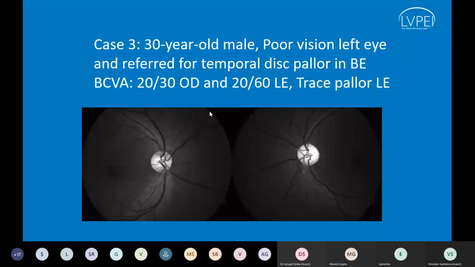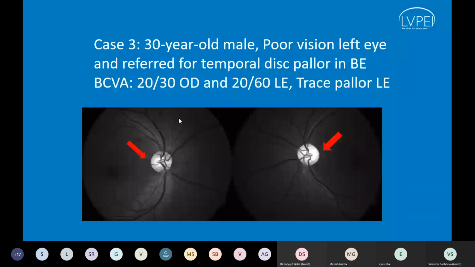Now let me draw your attention to one more important cause. This patient has again presented to us for evaluation for temporal pallor. But look at the setting of the patient. This is a 30-year-old male presenting with poor vision in the left eye, referred for temporal disc pallor. Visual acuity was 20/30 in the right eye and 20/60 in the left eye. There is a significant pallor in the left eye and mild pallor in the right eye. You see that it is slightly asymmetric. The blood vessels are still quite preserved.